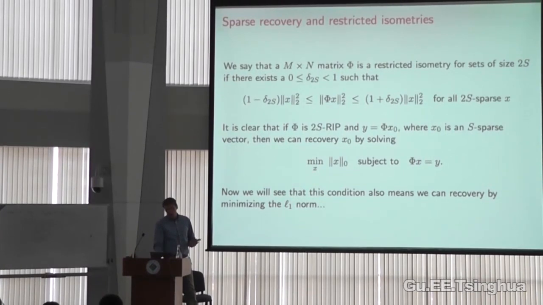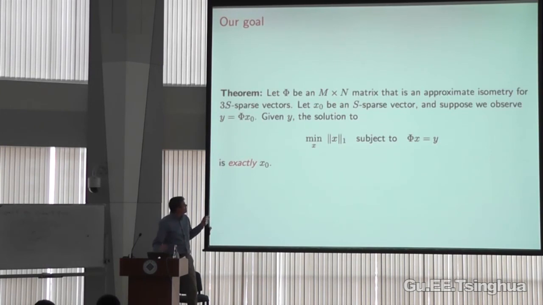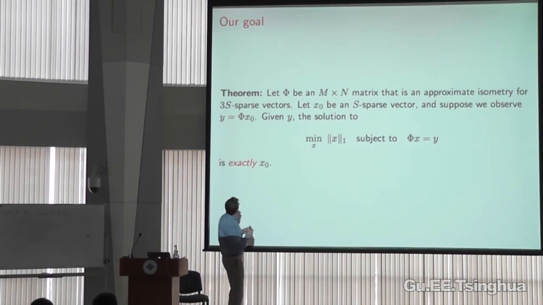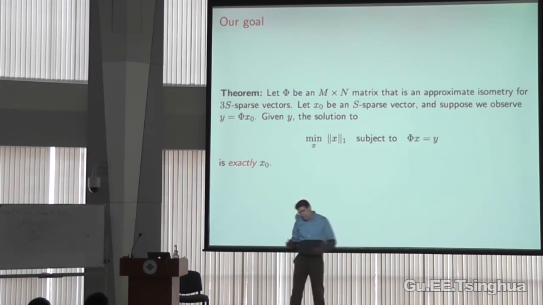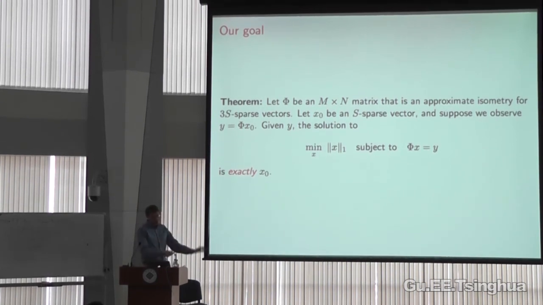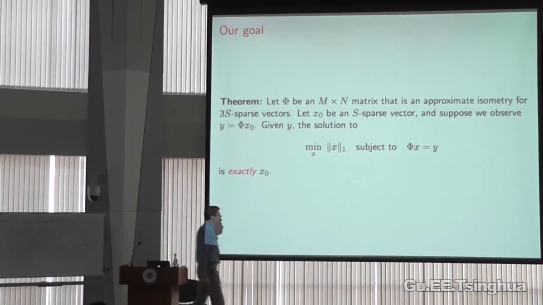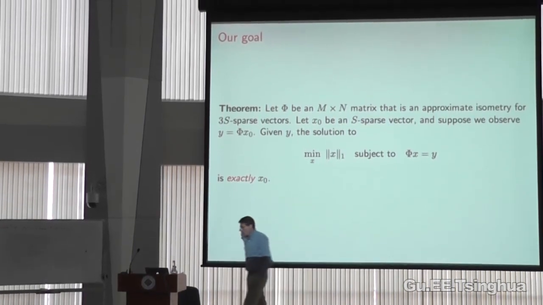Now, you can say exactly the same thing for 2S. We're going to do something a little weaker. We're going to do 3S-sparse vectors instead of 2S-sparse vectors. The reason is it just makes the argument much simpler. And if you appreciate what goes on here, you'll certainly be able to appreciate how to do the extension.